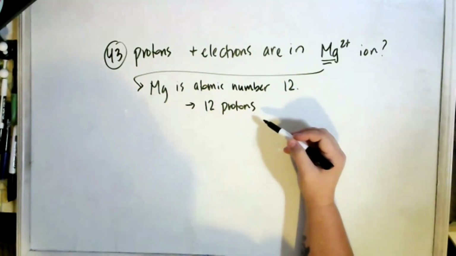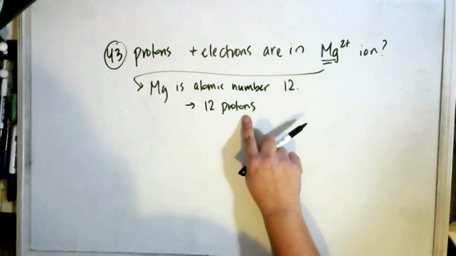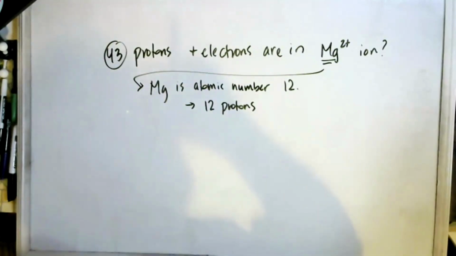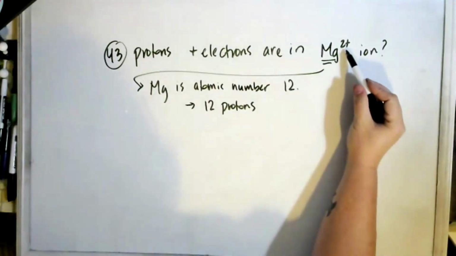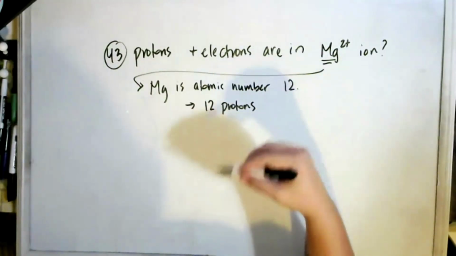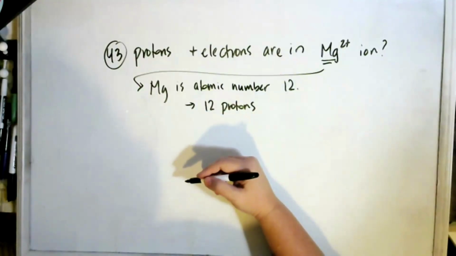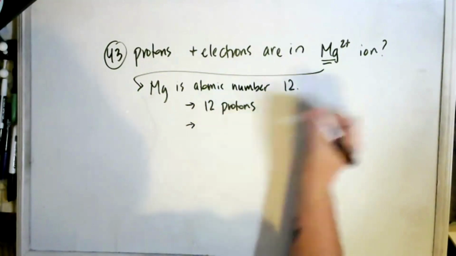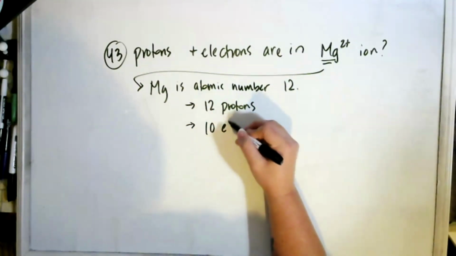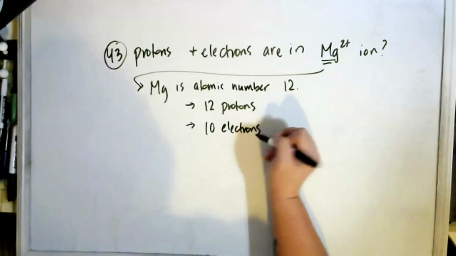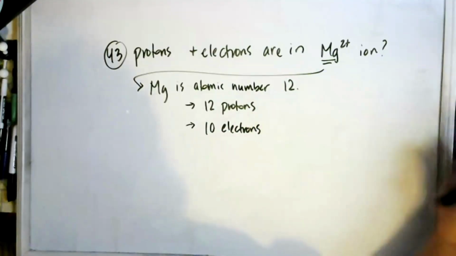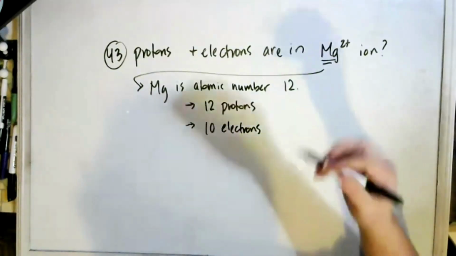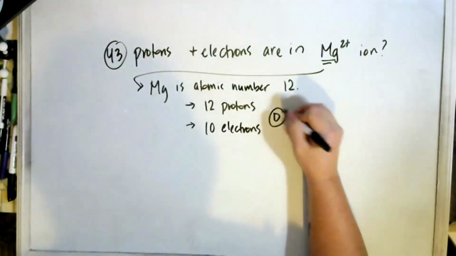What's going to change is the number of electrons in relation to the number of protons that are present. So here, if we want to have a +2 charge, that means that we're going to want to have 2 more protons than electrons. Okay, so if I have 12 protons and I have a +2 charge, that means I can only have 10 electrons. Okay, and that's going to be answer choice D.